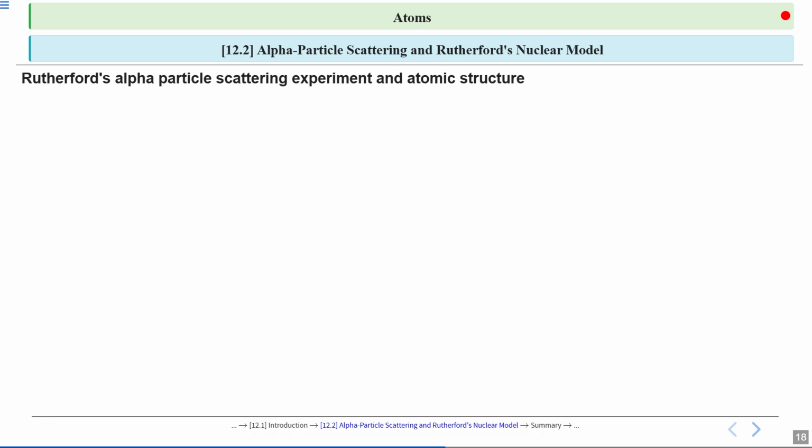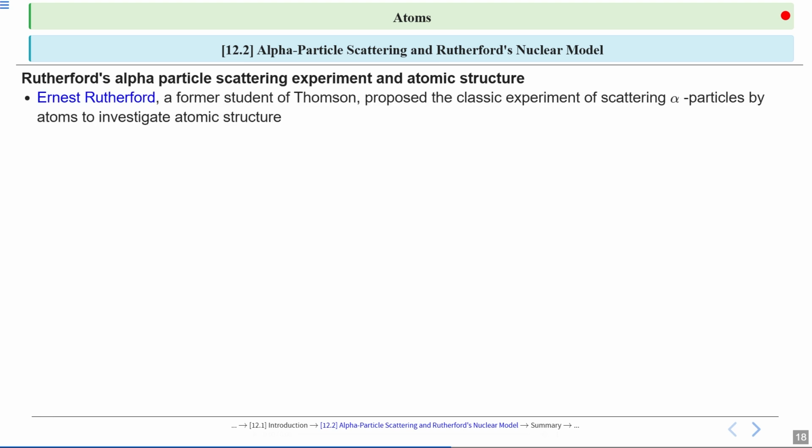Now we will discuss the alpha particle scattering and Rutherford's nuclear model. Let's start with Ernest Rutherford, a former student of J.J. Thomson, who proposed the plum pudding model of the atom. Rutherford suggested a new experiment firing alpha particles, which are helium nuclei with two protons and two neutrons, at thin metal foils to see how they scatter. This was a clever way to probe the inside of atoms, which were still mysterious at that time.